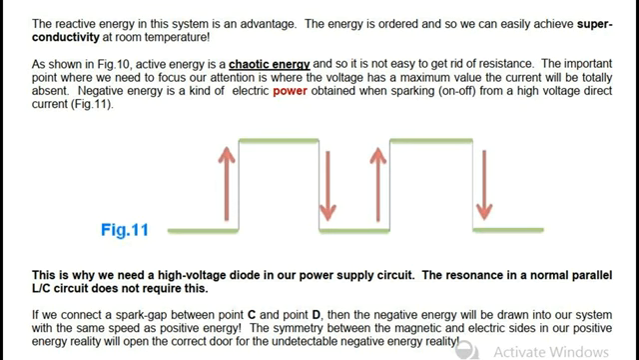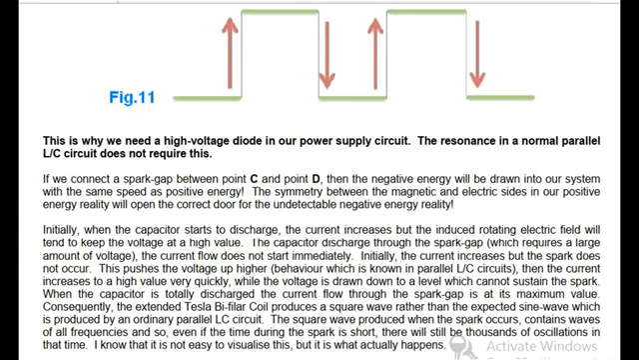The symmetry between the magnetic and electric sides in our positive energy reality will open the correct door for the undetectable negative energy reality. Initially, when the capacitor starts to discharge, the current increases but the induced rotating electric field will tend to keep the voltage at a high value. The capacitor discharges through the spark gap, which requires a large amount of voltage, so the current flow does not start immediately. Initially, the current increases but the spark does not occur.